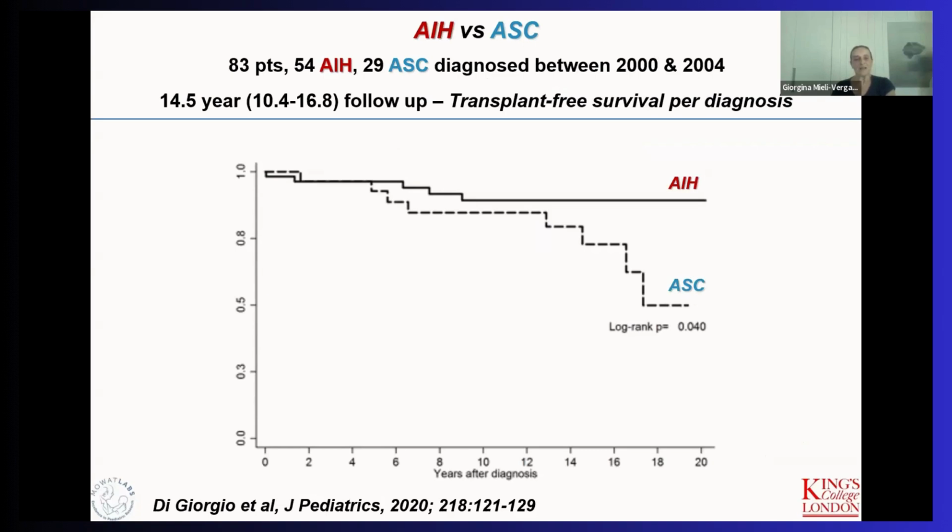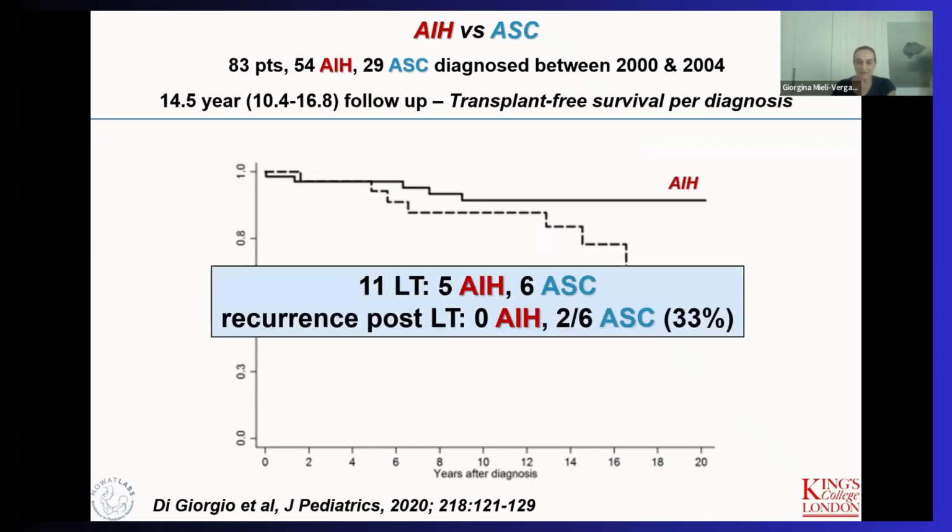But you can see here, with a follow-up of 14.5 years, that the transplant-free survival is very similar to the one before, and it's certainly worse in sclerosing cholangitis than autoimmune hepatitis. We had 11 patients who required transplantation, 5 autoimmune hepatitis, 6 autoimmune sclerosing cholangitis, and the recurrence post-transplant was 0 for autoimmune hepatitis, but was 2 of 6 autoimmune sclerosing cholangitis, so 33%. Better than in the first study, but still very high.